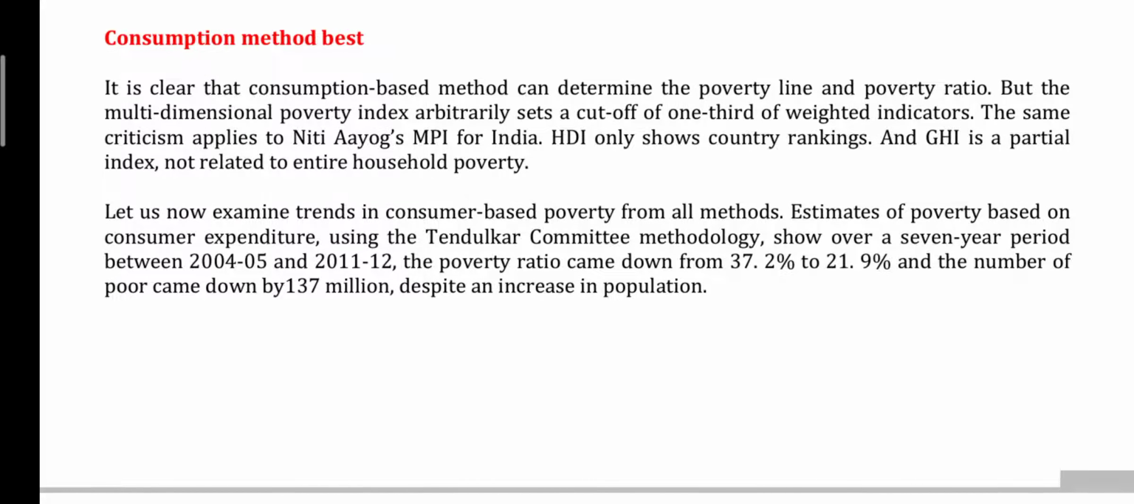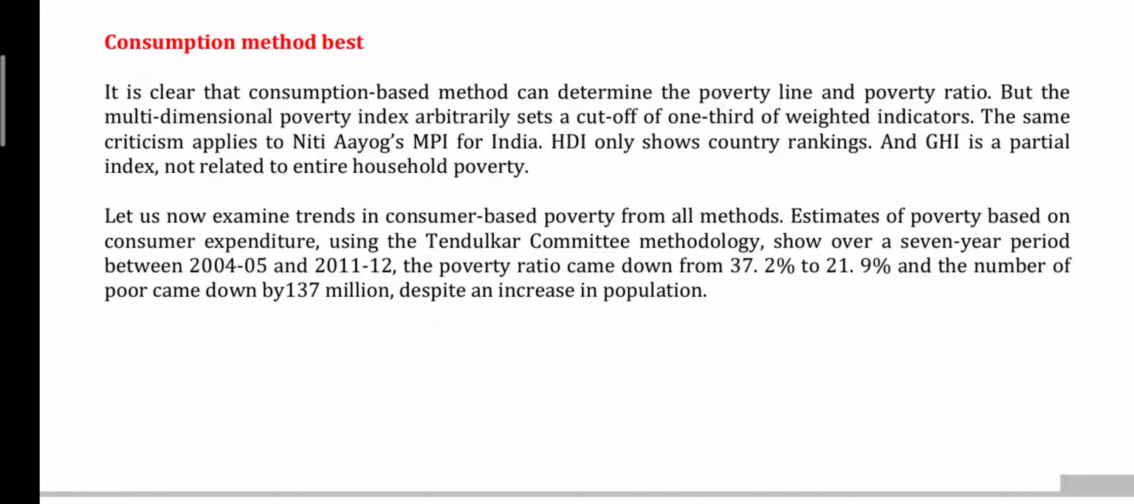Consumption method based. It is clear that the consumption based method can determine the poverty line and poverty ratio. But the multidimensional poverty index arbitrarily sets a cutoff of one third of weighted indicators. The same criticism applies to Niti Aayog's MPI for India. The Human Development Index only shows country rankings, and GHI is a partial index not related to entire household poverty. Let us now examine trends in consumer based poverty from all methods.